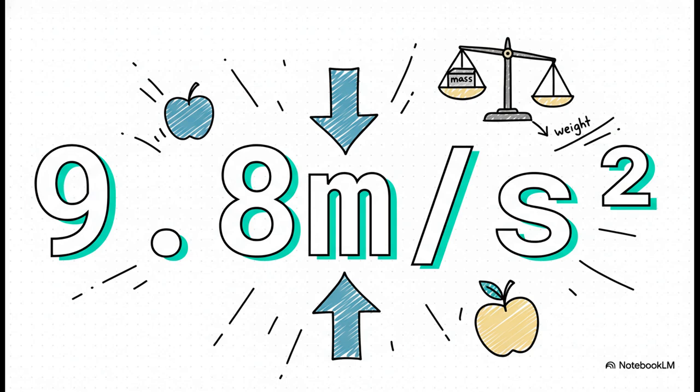So, here on Earth's surface, that gravitational pull makes any falling object speed up at a constant rate, 9.8 meters per second every second. This number is also key to figuring out an object's weight. See, your weight isn't actually your mass, it's the force of gravity on your mass. You just multiply your mass by this number, 9.8, and boom, that's your weight.